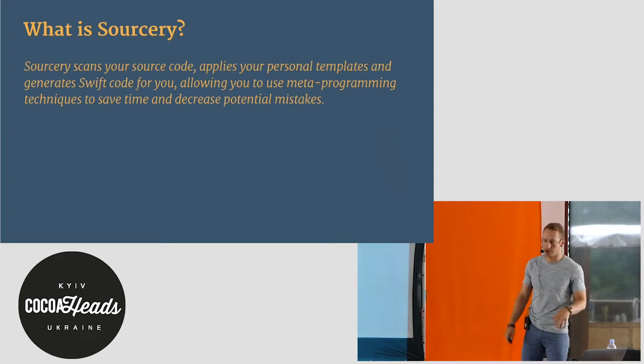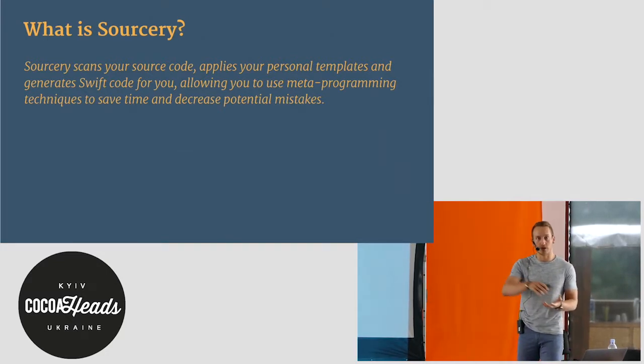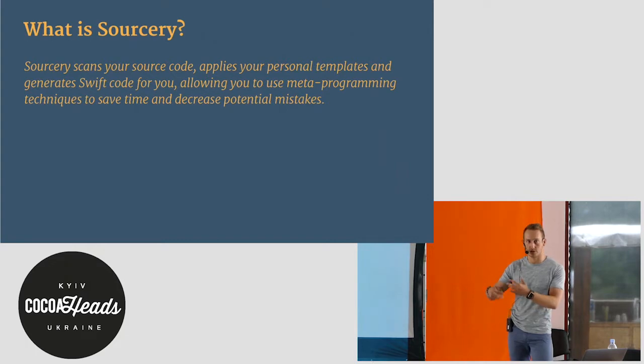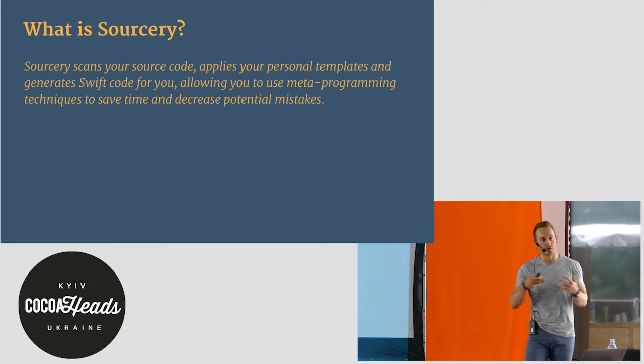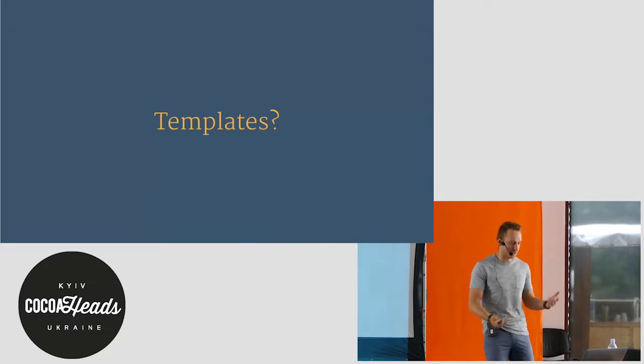Which is very useful. That means that at some point, if Sourcery doesn't work for you anymore, you can just remove the tool, keep the code that you generated, and tweak the code by hand. So it's not a hard dependency. It's not going to make or break your project, right? You can remove it at any time. Your code will still work fine. You will just have to manually update it later on. So what are templates? I want to write Swift.